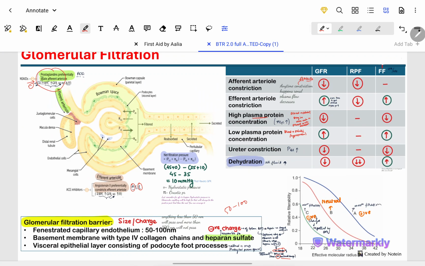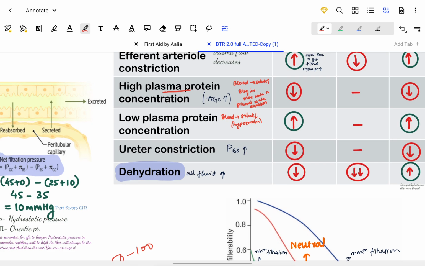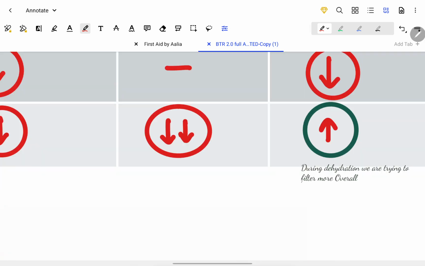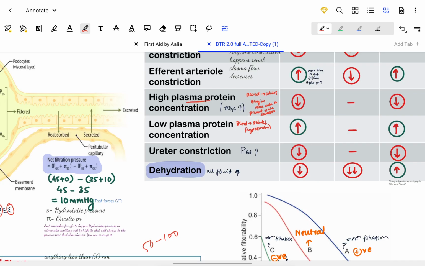In case of dehydration, you don't want more water to be excreted. You're already dehydrated, right? So GFR decreases, renal plasma flow decreases very much. So filtration fraction increases. Because during dehydration, we are trying to filter more overall. The filtration fraction increases, but overall, both GFR and renal plasma flow are decreasing.